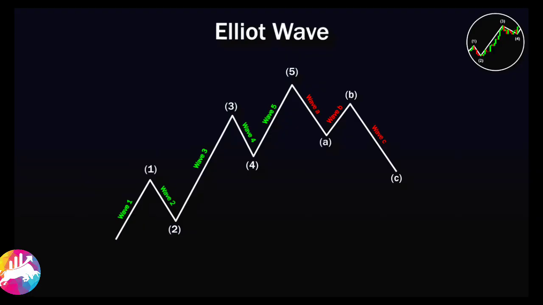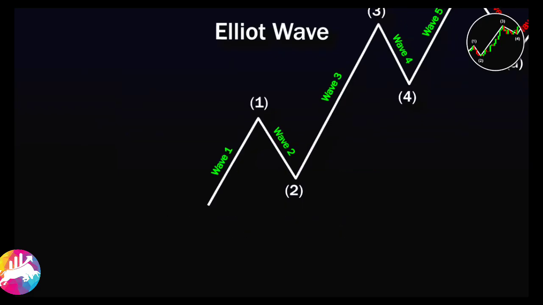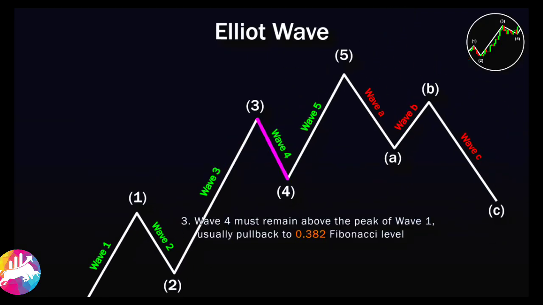Now, there are specific rules to ensure that a movement is considered as a valid Elliott wave. First, wave 2 cannot be longer than wave 1, and usually pulls back to the 0.618 Fibonacci level. Second, wave 3 must be the longest wave amongst wave 1, 3, and 5. Third, wave 4 must remain above the peak of wave 1 and usually pulls back to the 0.382 Fibonacci level.